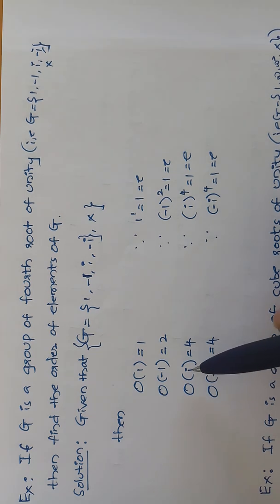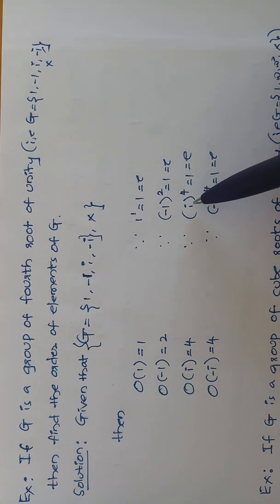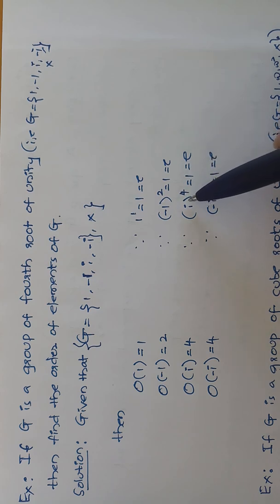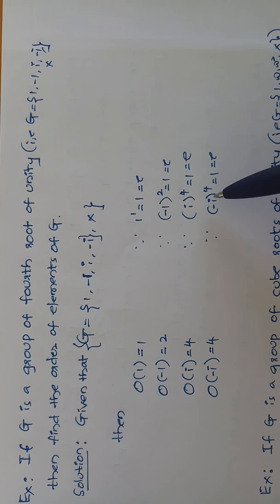So the order of i, that we have to find. If you raise i to the power 4, then you get the identity element 1. Therefore the order of i is 4. Like that we find the order of minus i. If you raise minus i to the power 4, then minus i square is minus 1, and minus i square is minus 1. Minus 1 into minus 1 is what? Plus 1. So that is the identity element. Therefore it is of the form a to the power n is equal to e. Therefore the order of minus i is 4. Like that you have to find the order of any group element.